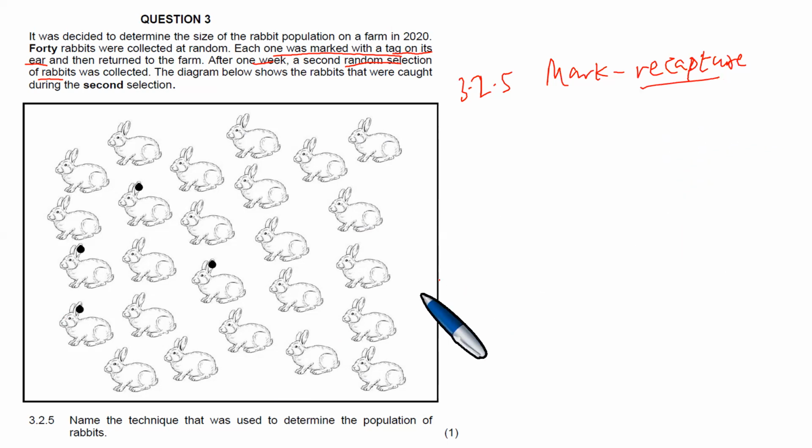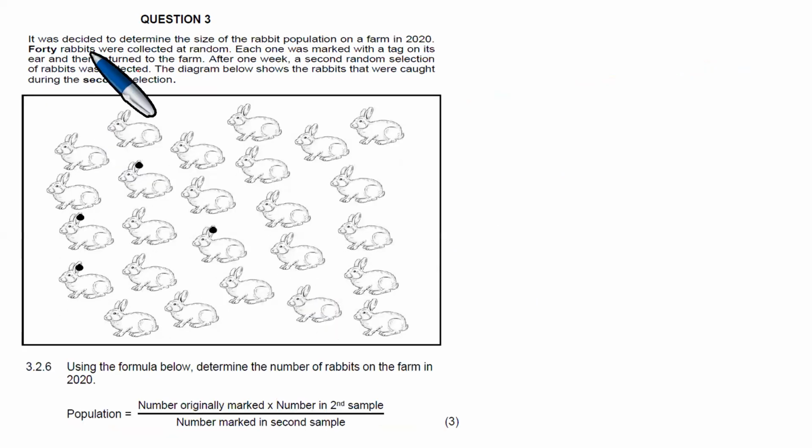Okay, so we continue to look at the next one, 3.2.6. Using the formula below, determine the number of rabbits on the farm in 2020. So we must be able to use this formula. What is this formula? The formula says that the population is equal to the number originally marked times the number in second sample divided by the number marked in second sample.